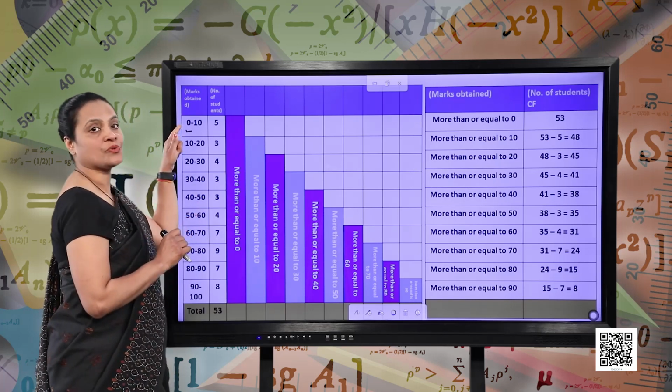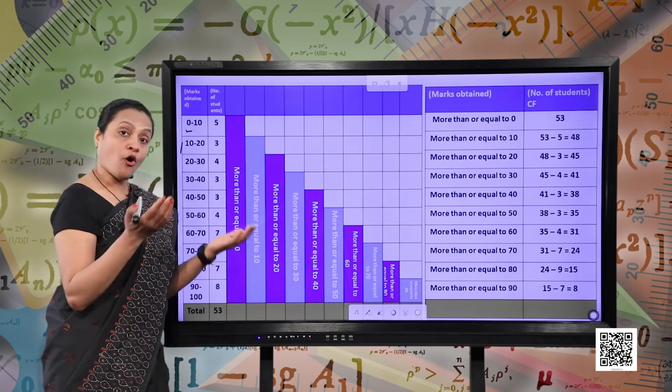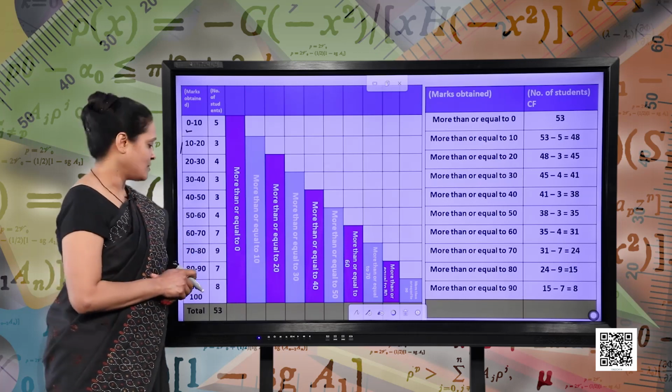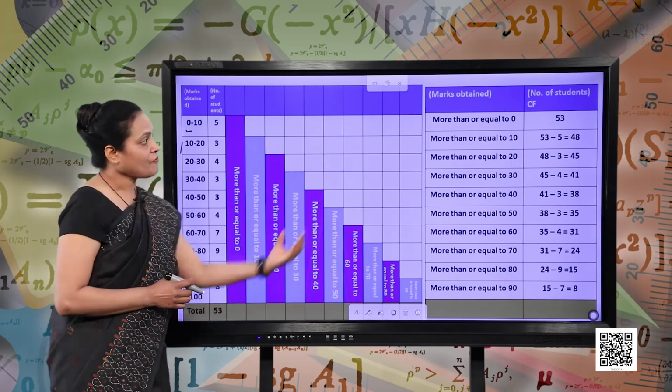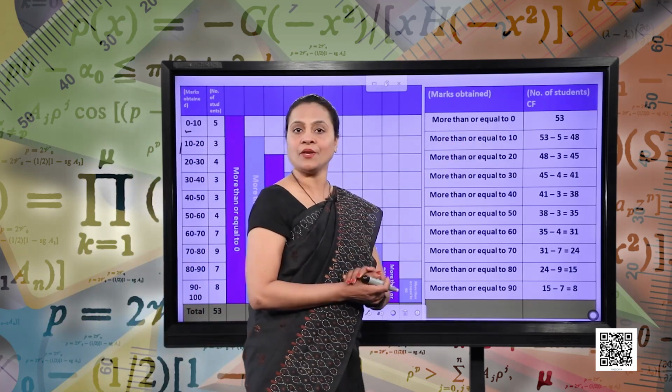So, how many students have scored marks more than equal to 0? You know that all the students have scored marks more than or equal to 0. So, that means all the 53 students have scored marks more than equal to 0.